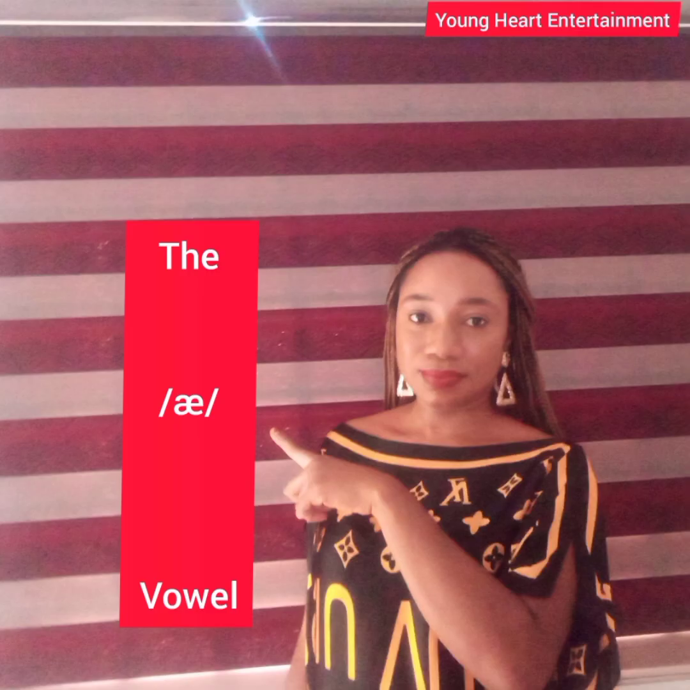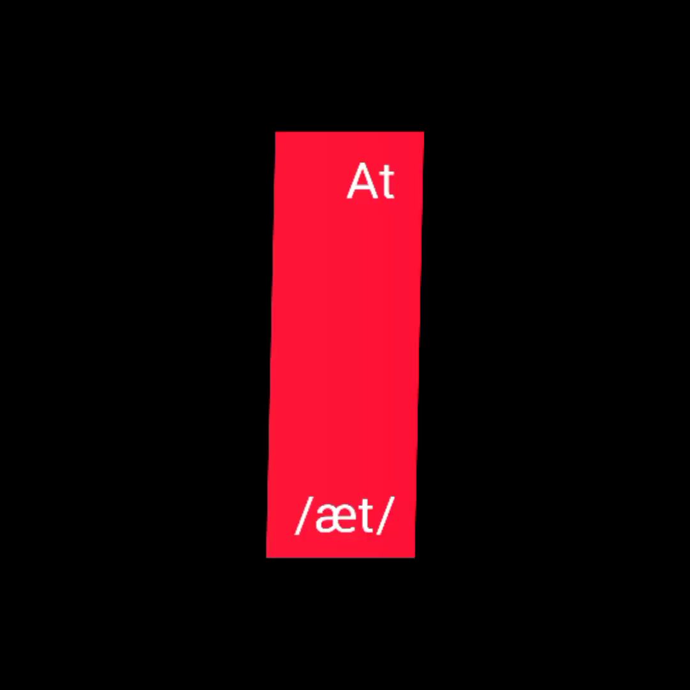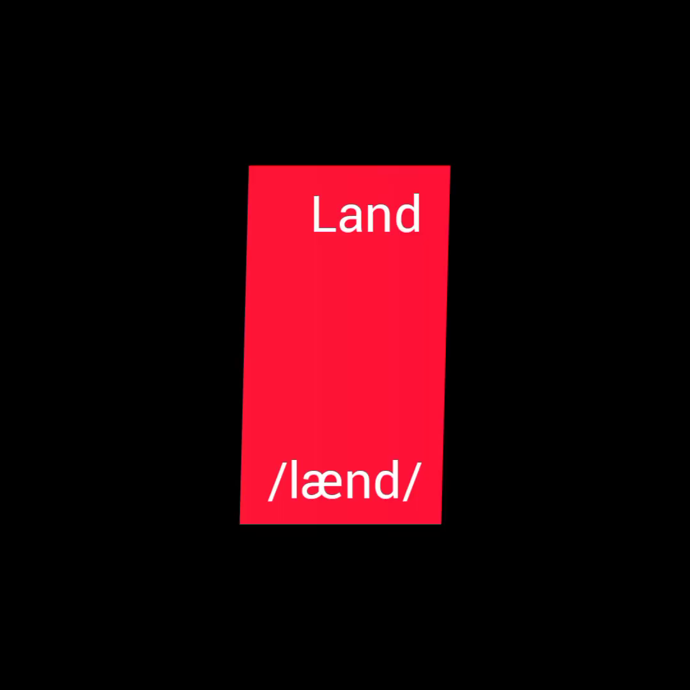In my last video tutorial, we talked about the A sound, as in the words cut, sad, can, at, land, and so on. So, in today's video tutorial, we're going to be talking about the E sound, and how it is produced in words. So, let's get started.